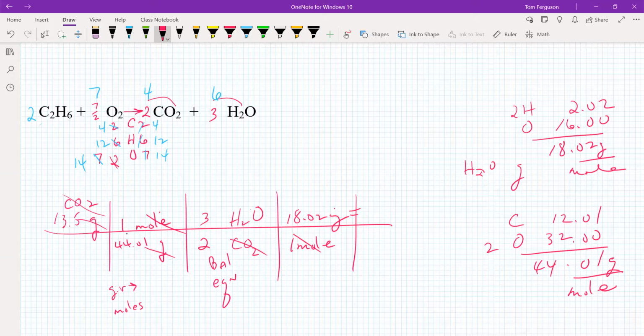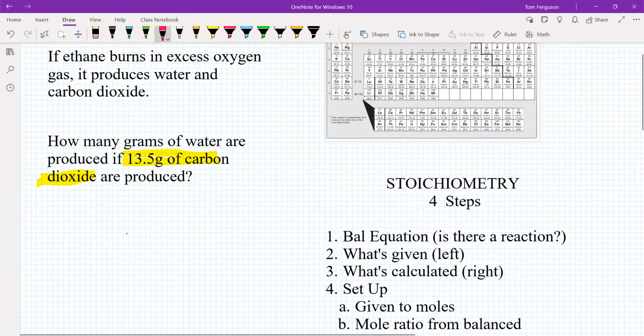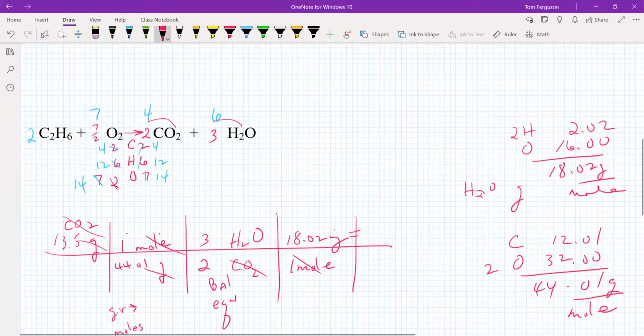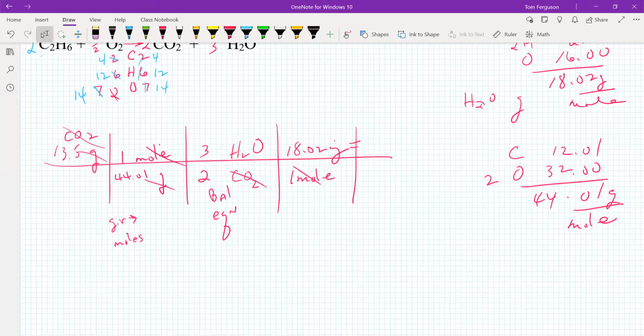Grams of water is what we're calculating. How many grams of water produced? So we're converting the moles we calculated to whatever units we're trying to calculate, grams, number of molecules, whatever.